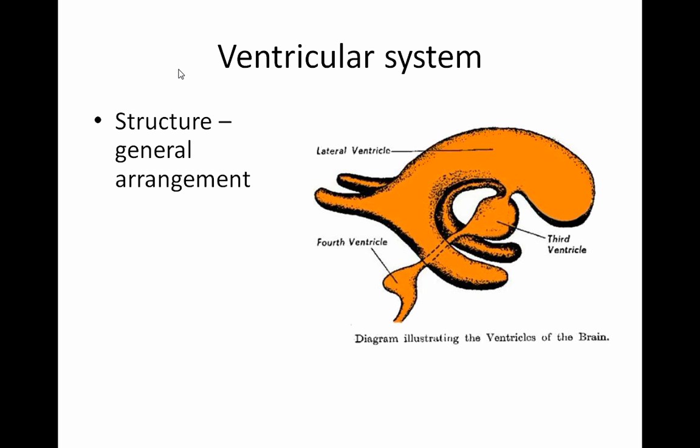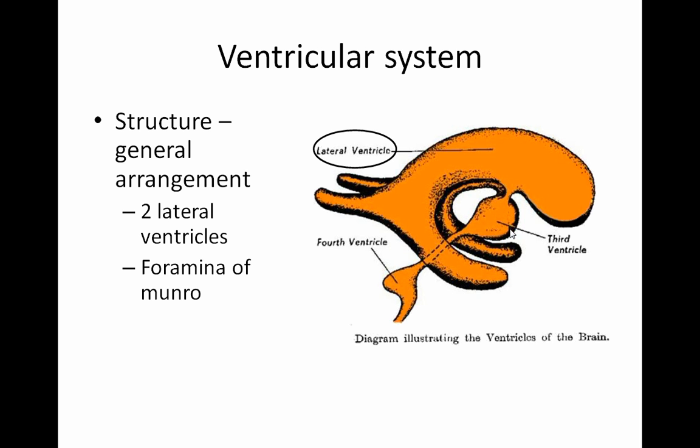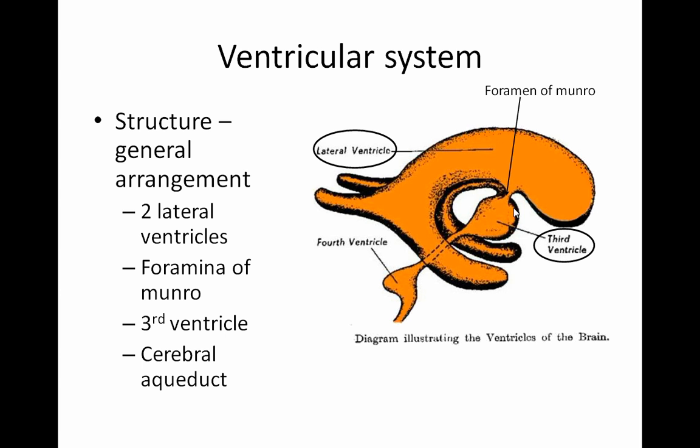The next thing that we have to cover is the basic arrangement of the ventricular system. What we know is basically there are two lateral ventricles, one in each cerebral hemisphere. These are connected to one central third ventricle by foramina of Monroe, which is labelled here. The third ventricle in turn leads by a cerebral aqueduct, labelled here, to a fourth ventricle which lies just posterior to the brainstem, in between the brainstem and the cerebellum.